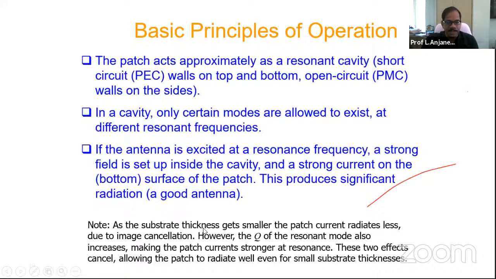Generally, as the substrate thickness gets smaller, as I told you, the patch current radiates less due to a principle called image cancellation in the layers, the top and bottom conducting surfaces that I'm talking about. However, the Q of the resonant mode also increases. So therefore, the patch currents are stronger at resonance.